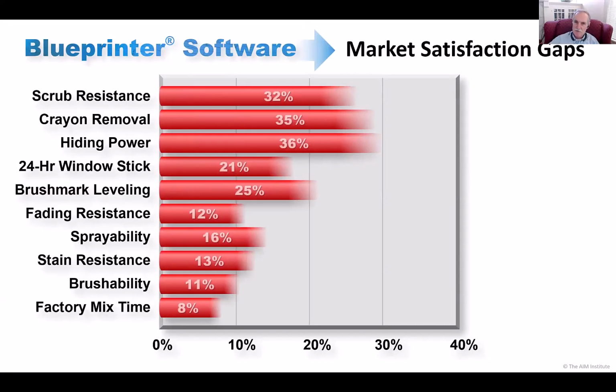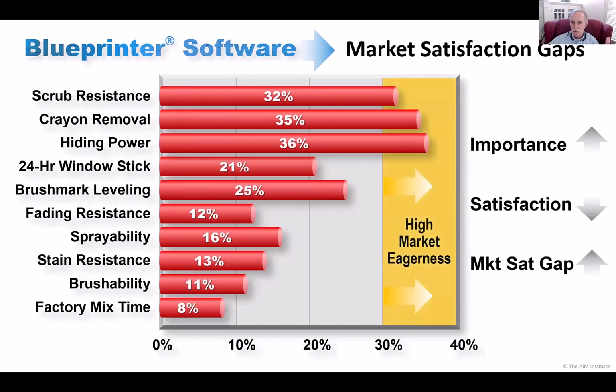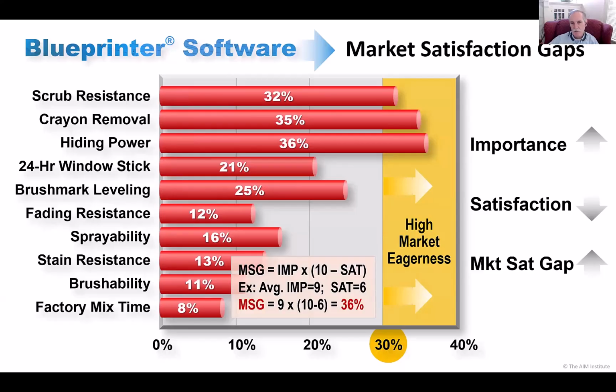So when you get that preference interview done, you get the market satisfaction gap. The more important and less satisfied, the higher the gap. You're looking for gaps of around 30% or more. Very simple formula. Importance times 10 minus satisfaction. There, that's your blueprinting overview. If you have some questions, we're going to have some Q&A at the end. We can talk more about that.